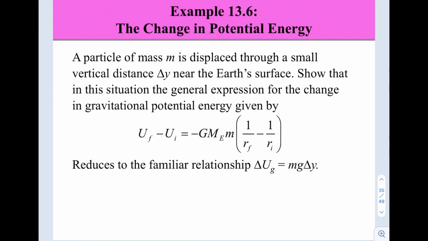Example 13.6, the change in potential energy. A particle of mass m is displaced through a small vertical distance delta y near the Earth's surface. Show that in this situation, the general expression for the change in gravitational potential energy, delta U equals U final minus U initial, reduces to the familiar relationship that we are used to, which is delta Ug equals mg delta y.